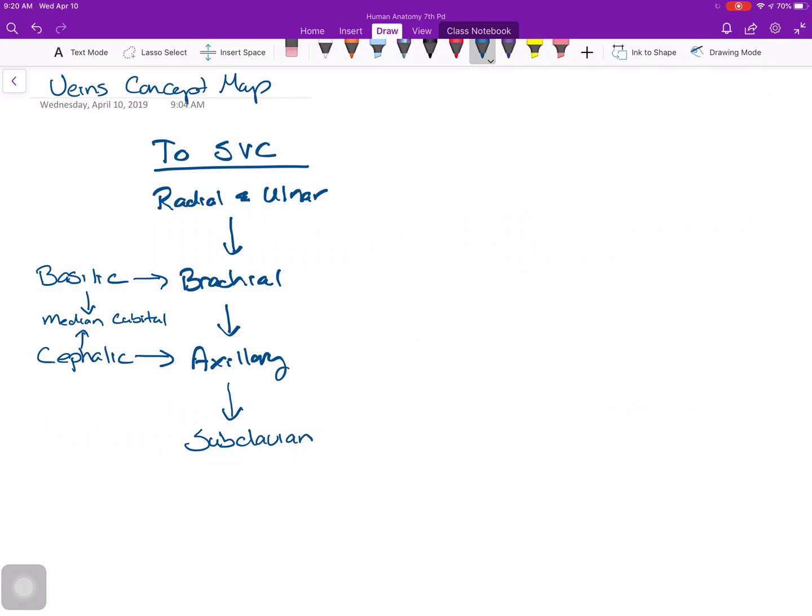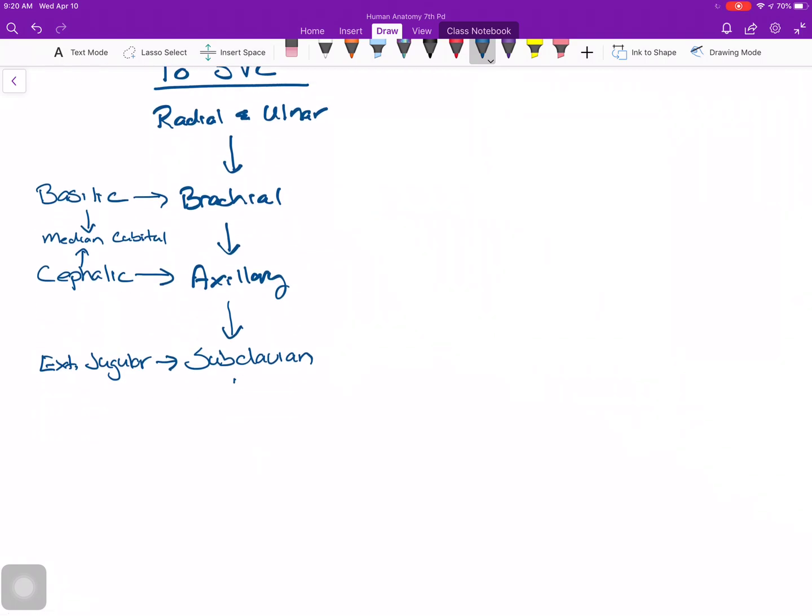But the subclavian is not the only place. The subclavian gets blood from more than the axillary. Let me rephrase that, I'm sorry. Your subclavian vein is going to get blood from the axillary vein, but it is also going to get blood from the external jugular. So we're going to put that there going into the subclavian. All right, so then your blood empties into the brachiocephalic. So from the subclavian, we go into the brachiocephalic.